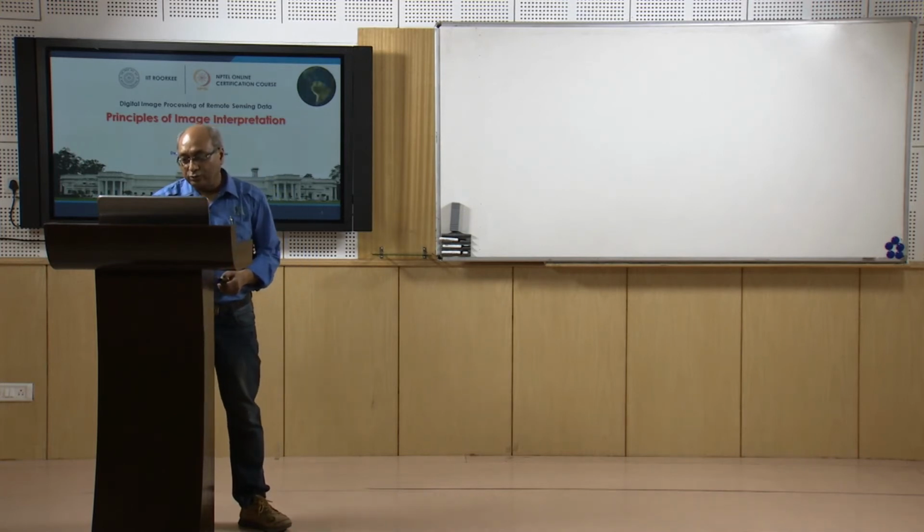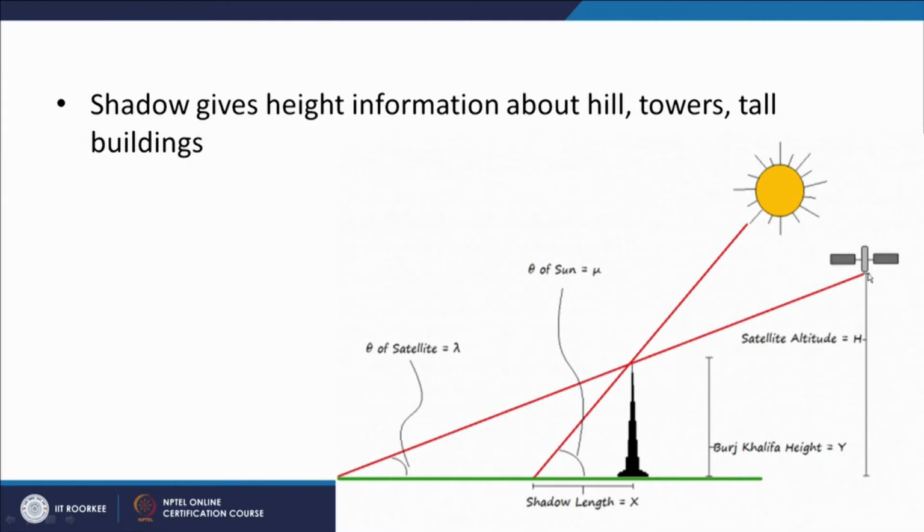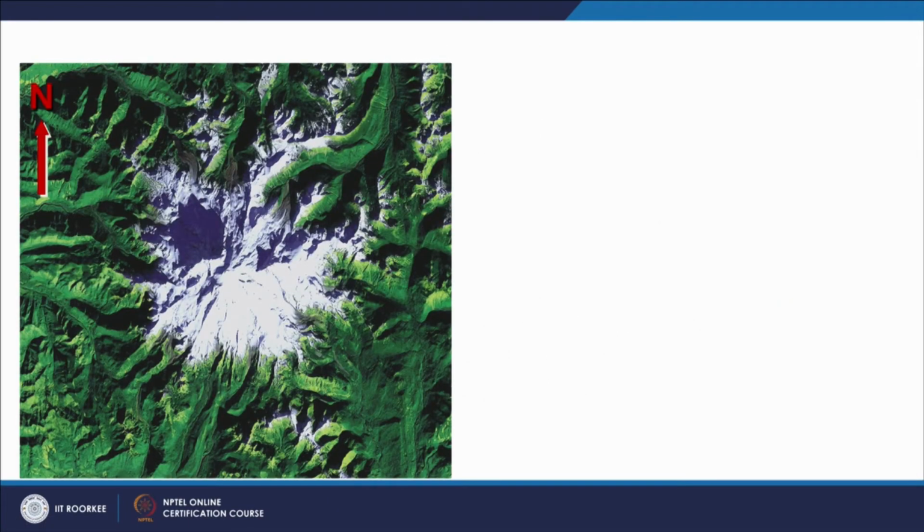As the example shows, the satellite is taking data from here. This is the height, and if this is the tower, then it has a shadow up to this point. So this simple trigonometric solution can be applied, and the example given is of the world's tallest building, Burj Khalifa. The example is here. So shadow gives height information about hills, towers, tall buildings and so on and so forth.